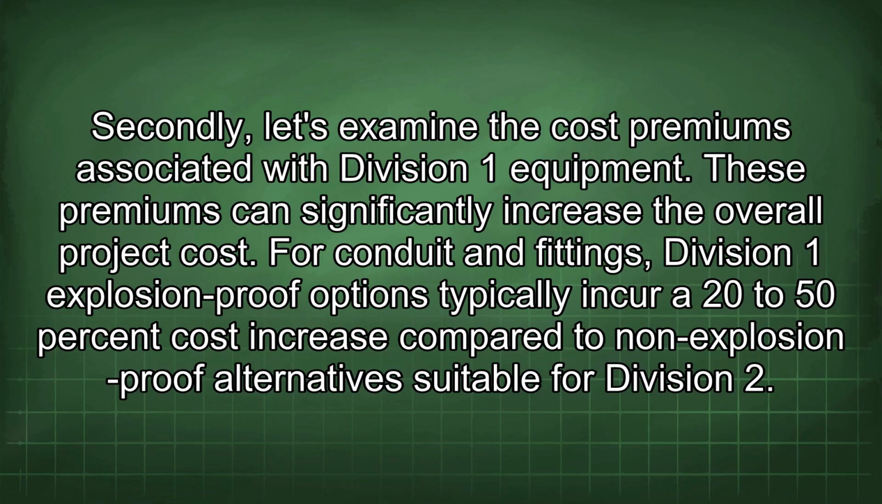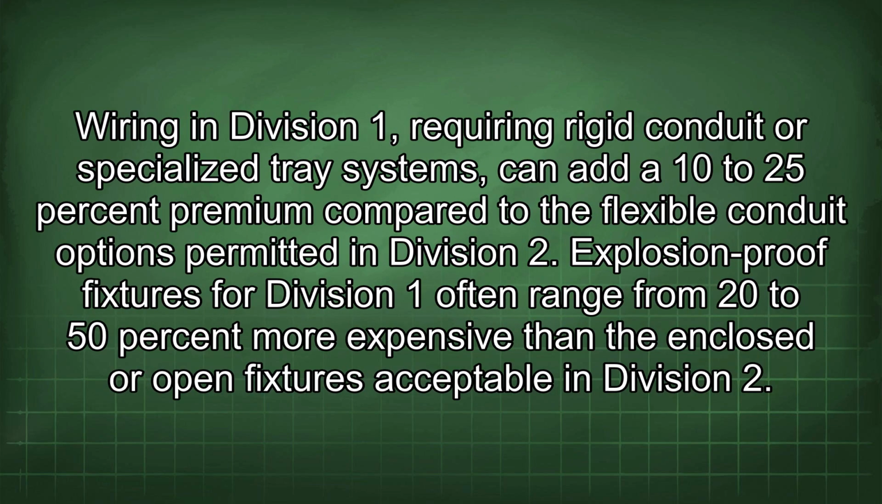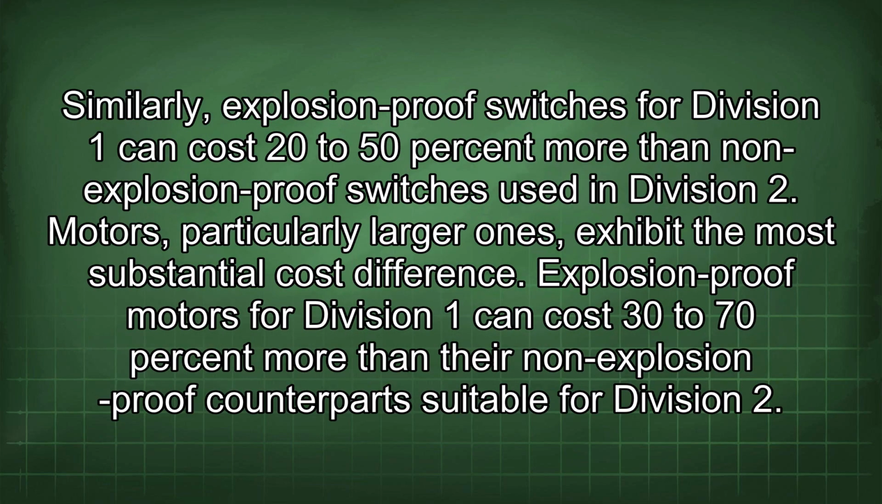For conduit and fittings, Division 1 explosion-proof options typically incur a 20 to 50% cost increase compared to non-explosion-proof alternatives suitable for Division 2. Wiring in Division 1, requiring rigid conduit or specialized tray systems, can add a 10 to 25% premium compared to the flexible conduit options permitted in Division 2. Explosion-proof fixtures for Division 1 often range from 20 to 50% more expensive than the enclosed or open fixtures acceptable in Division 2. Similarly, explosion-proof switches for Division 1 can cost 20 to 50% more than non-explosion-proof switches used in Division 2.